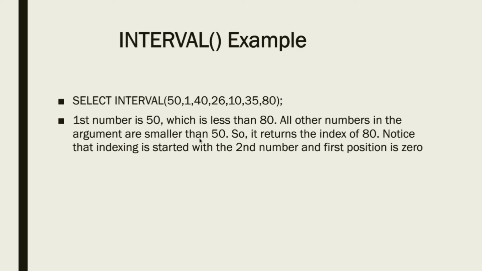1, 40, 26, 10, 35. These are less than 50. So that's why it returns the index of 80. Index of 80 is 5 because here indexing will start from the first value. So 0, 1, 2, 3, 4, 5. Okay, so let's check it with the terminal.